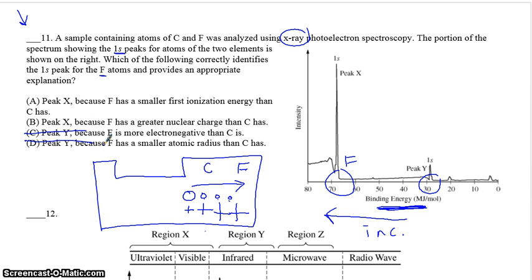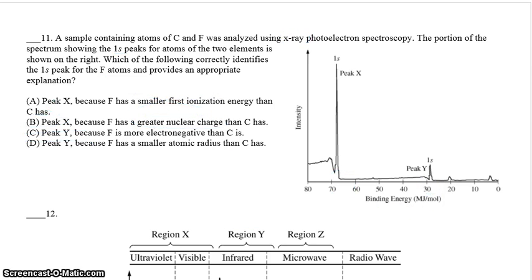Now the question is, is it because it has a smaller first ionization energy, or is it because it has a greater nuclear charge? And it turns out that the nuclear charge is the better explanation. It's true that it actually has a higher first ionization energy, but this is wrong. Sometimes they'll throw in an answer that matches, but it's not the best. So in this case, it says correctly identified. So B is the answer. We'll take a look at this idea in just a second in chapter 7 as well.